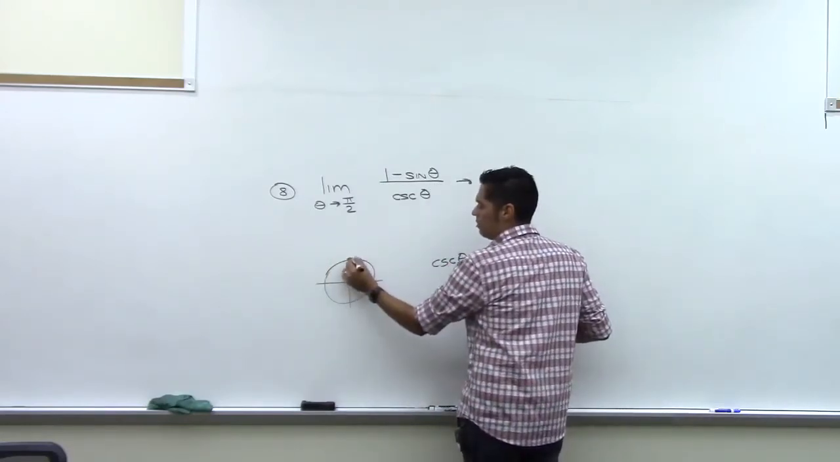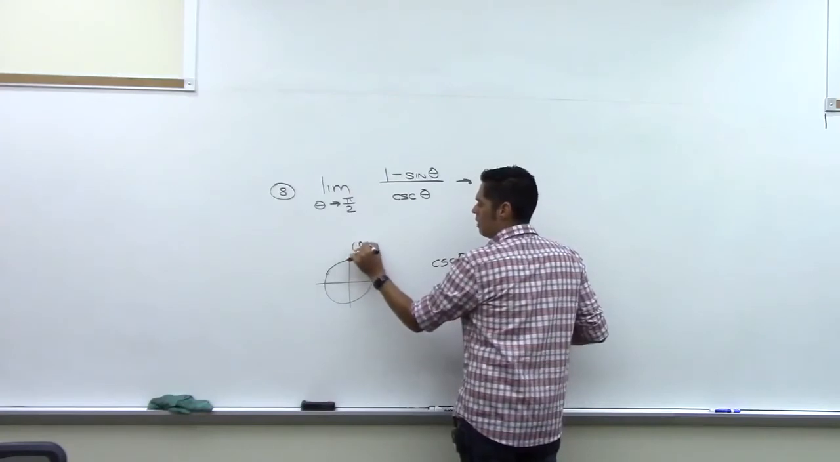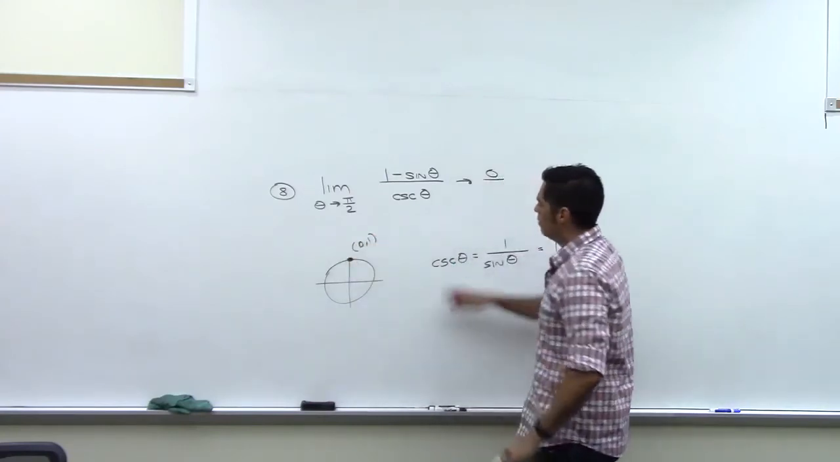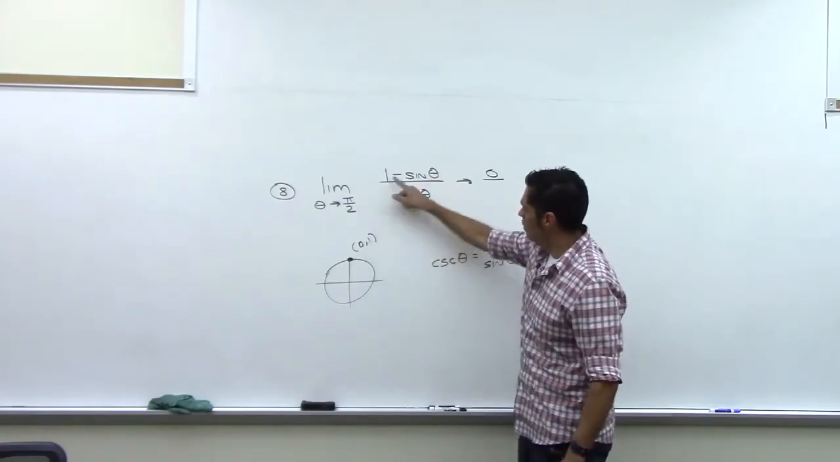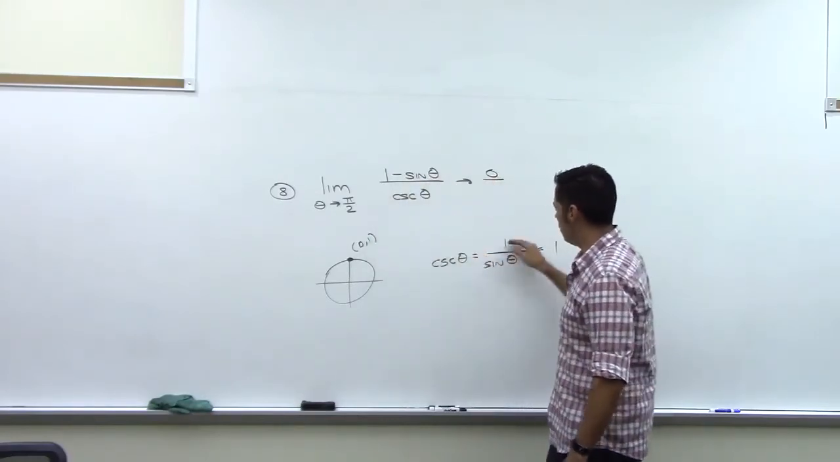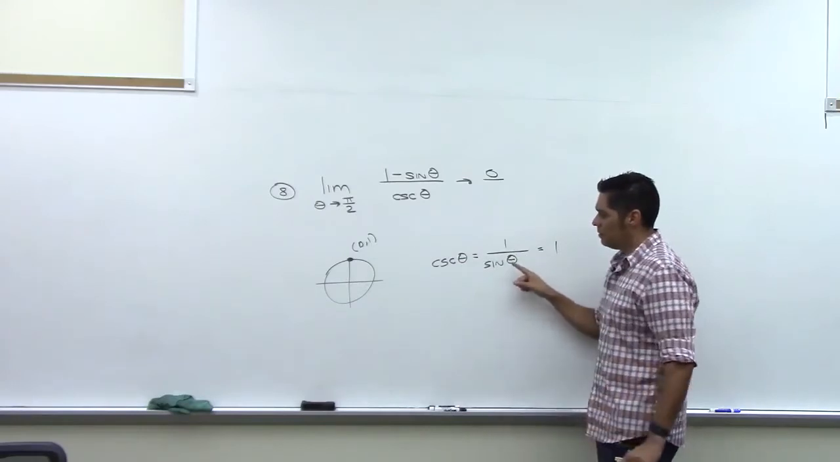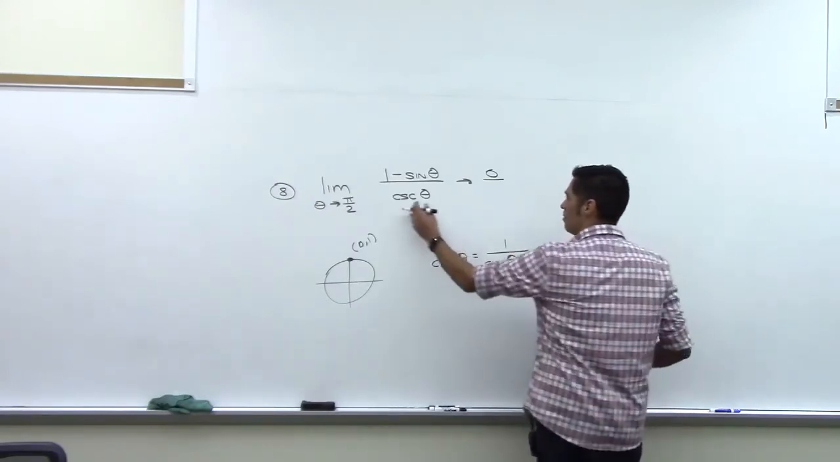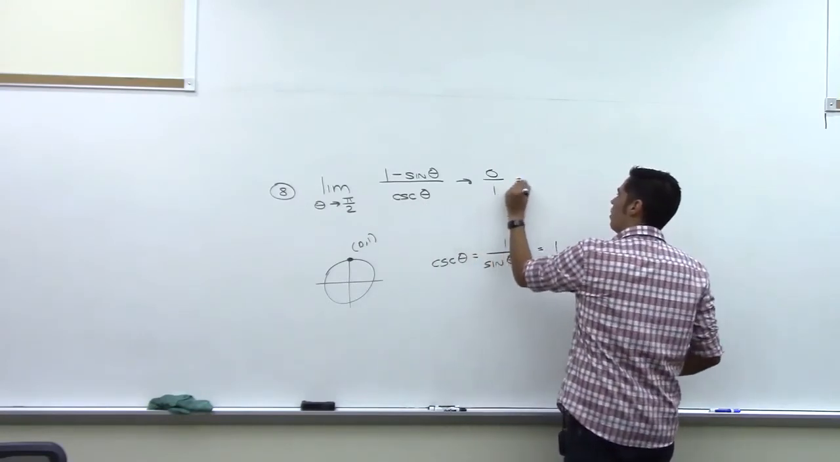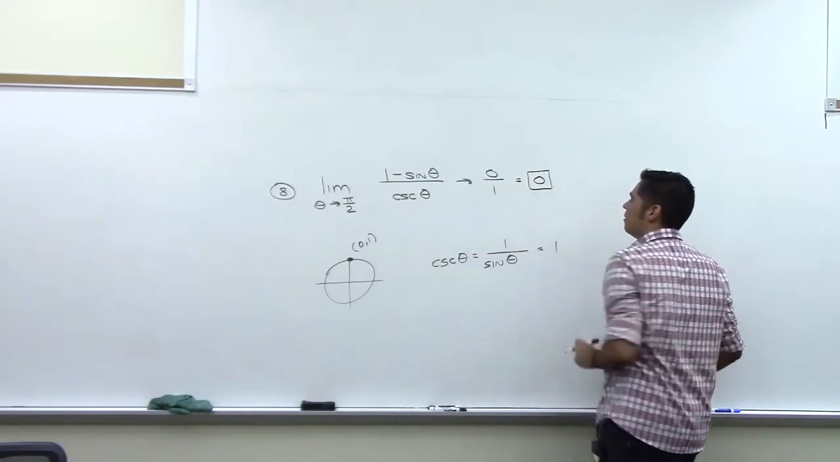Here's pi over 2. We got the x coordinate and the y coordinate. So sine of pi over 2 is the y coordinate. That's 1. 1 minus 1 is 0. Cosecant is 1 over sine. Sine of pi over 2, we just said is 1. That's 1 over 1. So this bottom part is just 1. 0 divided by 1 is 0. There's nothing to do here.